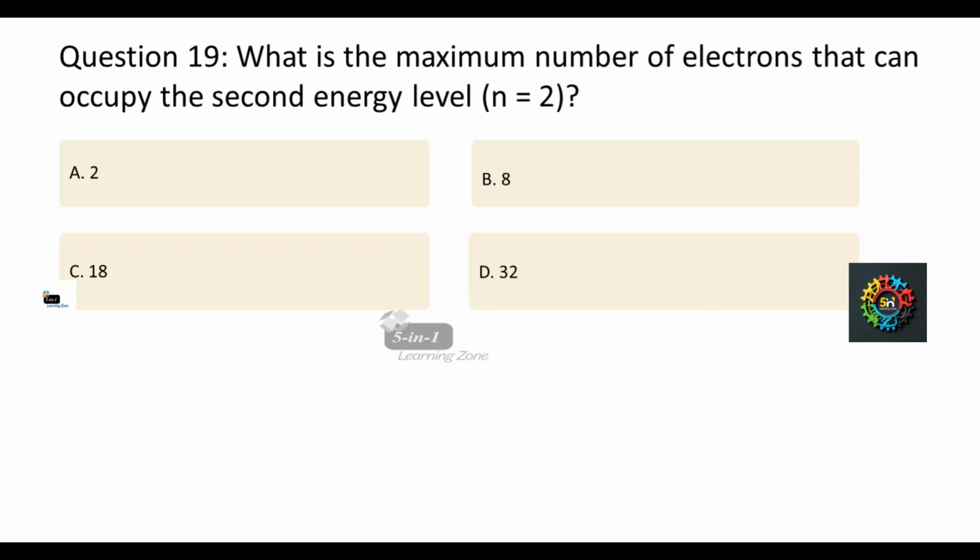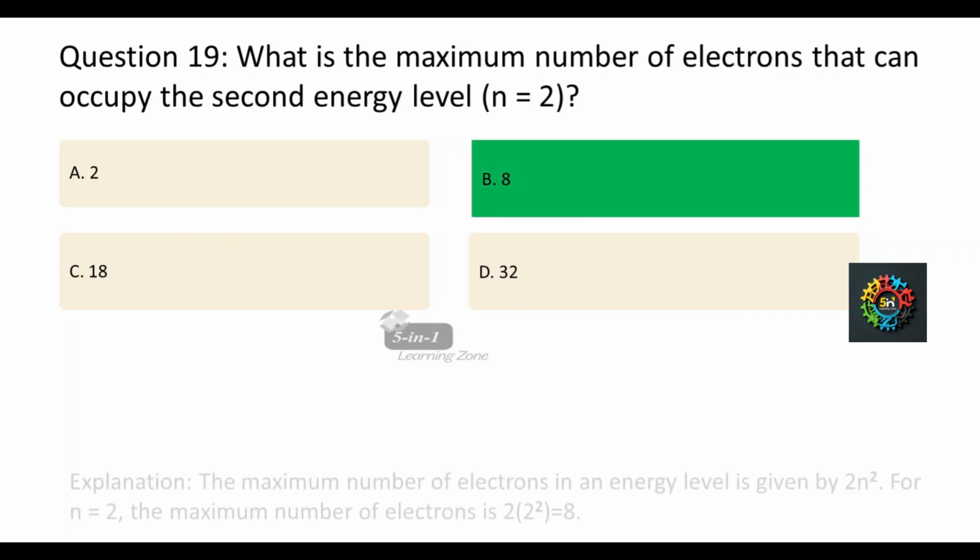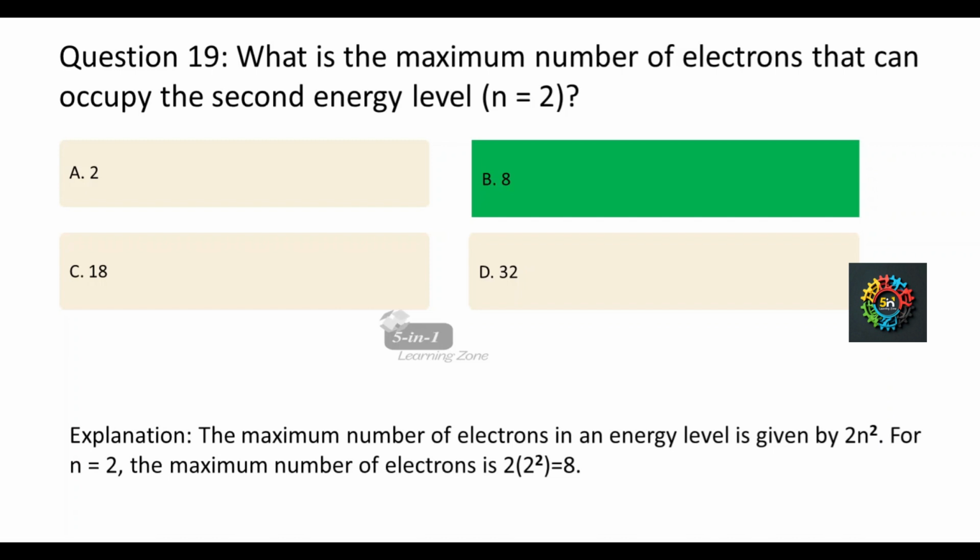19. What is the maximum number of electrons that can occupy the second energy level, n equals 2? Answer: B. 8. Explanation: the maximum number of electrons in an energy level is given by 2n squared. For n equals 2, the maximum number of electrons is 2 times 2 squared equals 8.